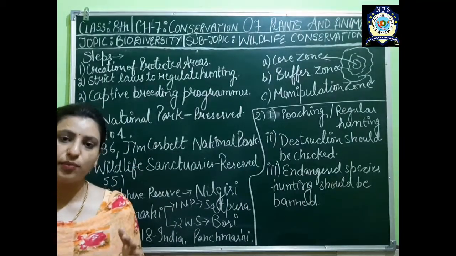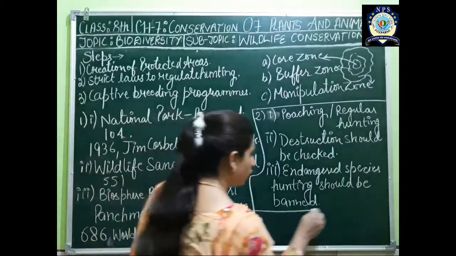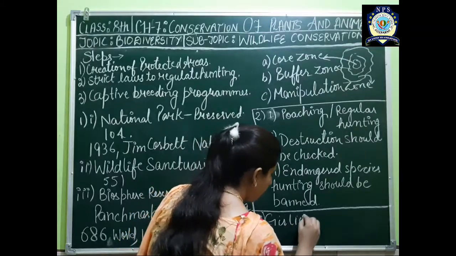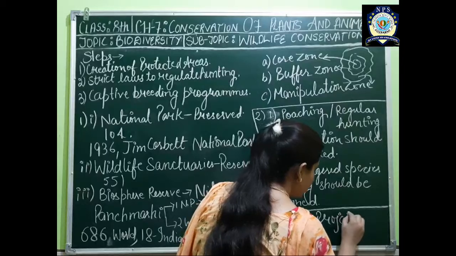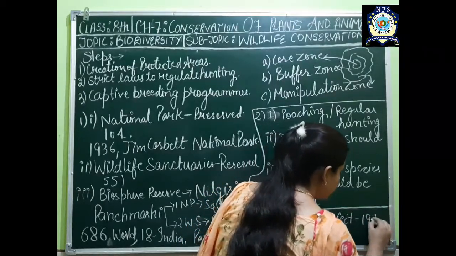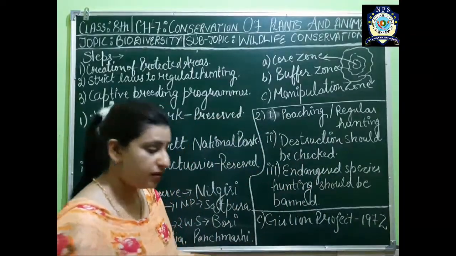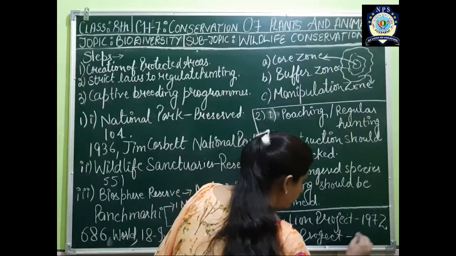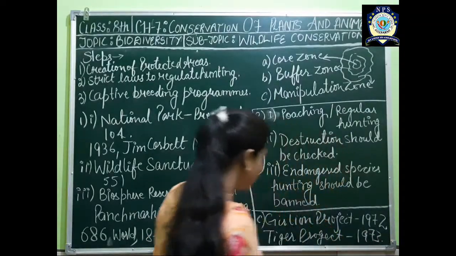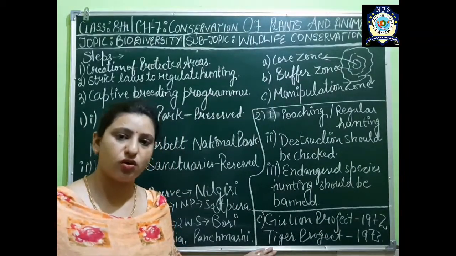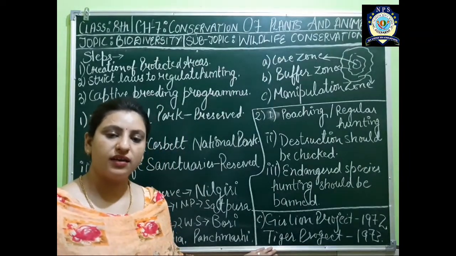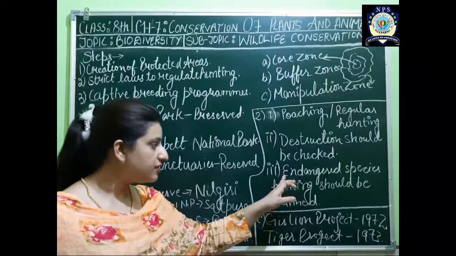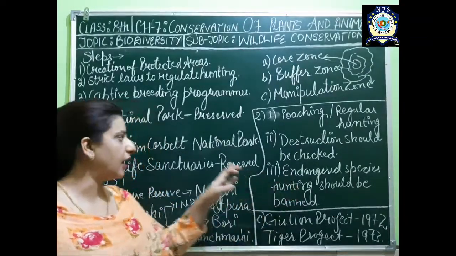The government has also launched some projects, like the Gir Lion Project in 1972 and the Tiger Project in 1973. These projects were launched, and various other projects were launched by the government from time to time, to preserve endangered species, and these endangered species can be preserved easily by captive breeding.